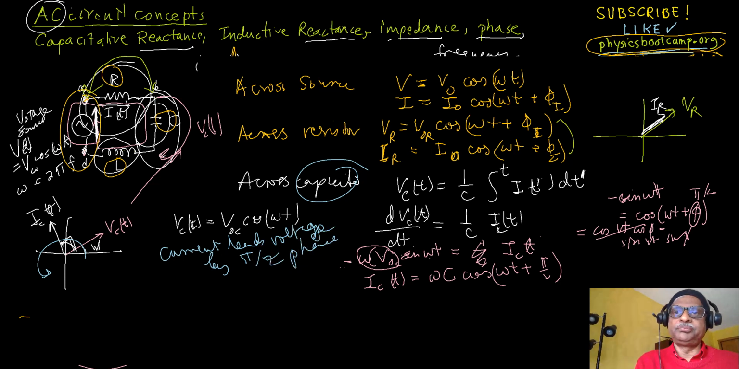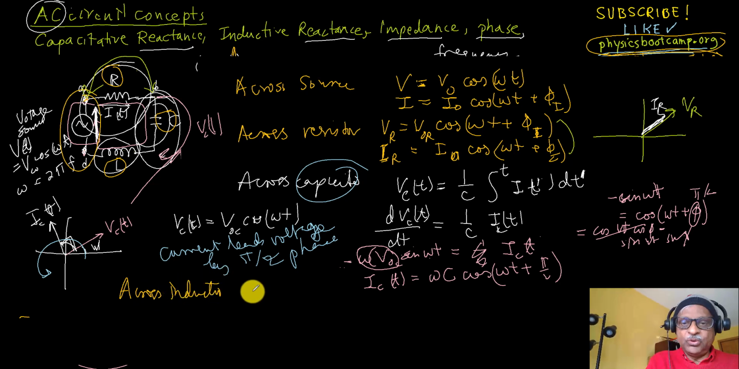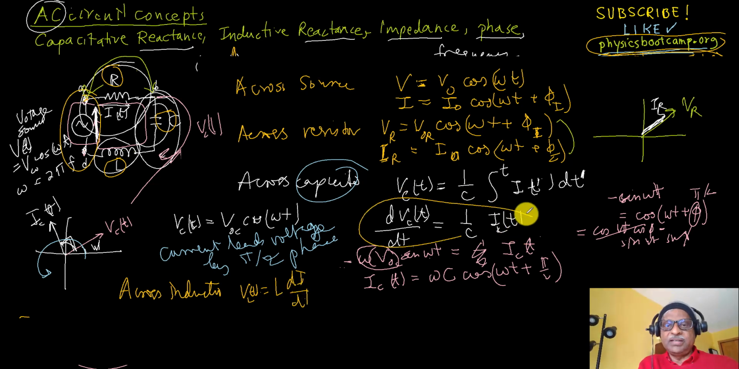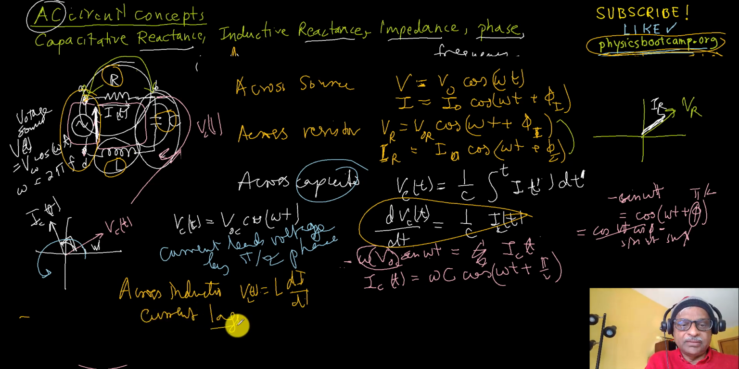Now I'm going to leave this as an exercise. Across the inductor, VL of t will be equal to L dI/dt, and you can see that this is exactly the opposite relationship. Here you can work out the math. You will see that the current lags.